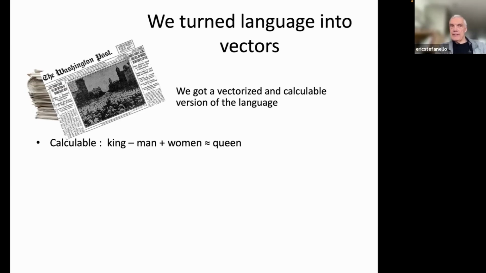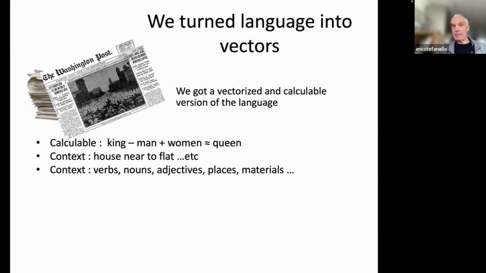So with this representation, the language becomes calculable. If you take the vector king minus the vector man plus the vector woman, you end up with a vector which is very, very close to the vector queen, which is obvious because king minus man plus woman is queen. And by the way, the difference between king and queen ends up being the same as the difference between nephew and niece, between son and daughter, and so on. So we end up with a really calculable version of the language, with context. For instance, the vector house is near to the vector flat.